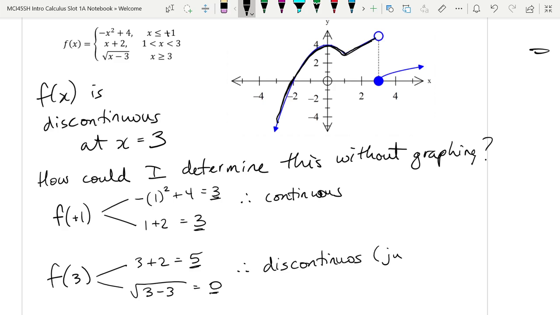And you can definitely tell it's a jump from 5 to 0. That's an F, sorry. Having all kinds of problems with my pen today.